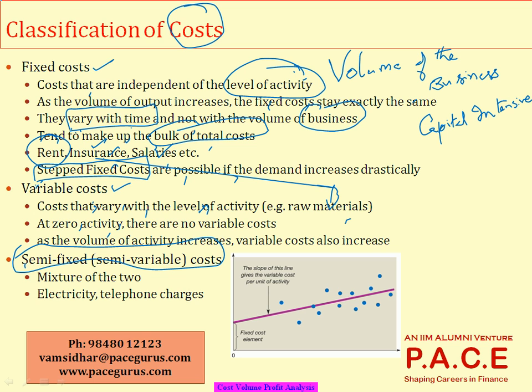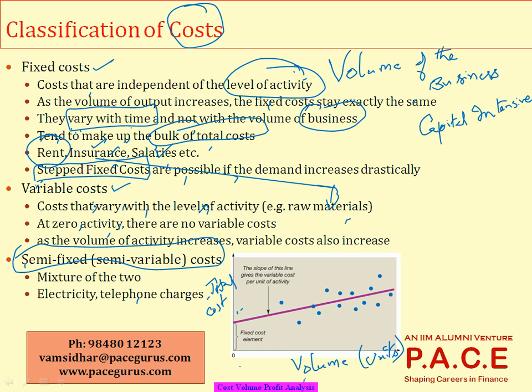So if I try to plot a graph where I talk about the volume of the business, when I say volume of the business, it is in number of units sold, with the number of units sold on the x-axis and my total costs on the y-axis.